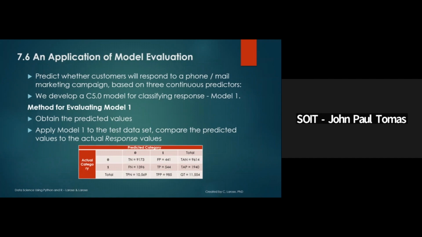The values that we have right there, the TN, the FN, the FP, and the TP, came from the data set. You need not worry. The true negatives is 9,173, the false negatives 1,396, the false positives 441, the true positives 544, and so forth. So just utilize the formulas that I've given a while ago, and then you may be able to compute the TAN, the TAP, the GT, the TPP, and the TPN as well.